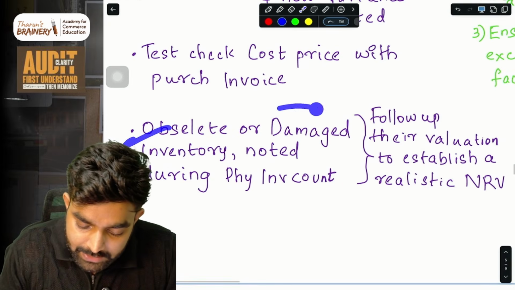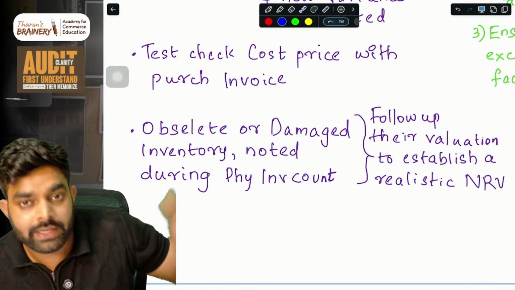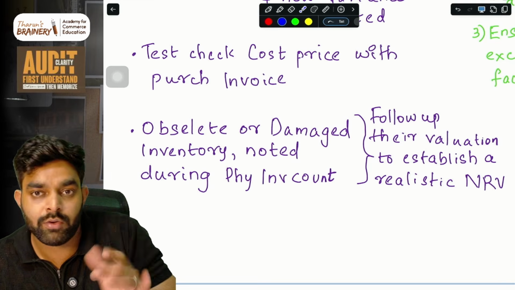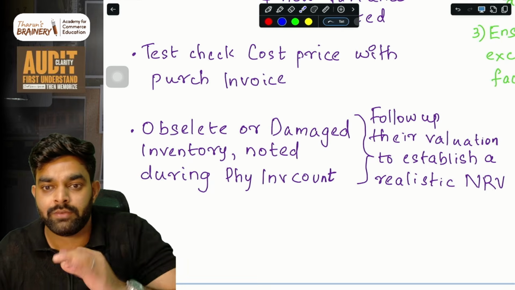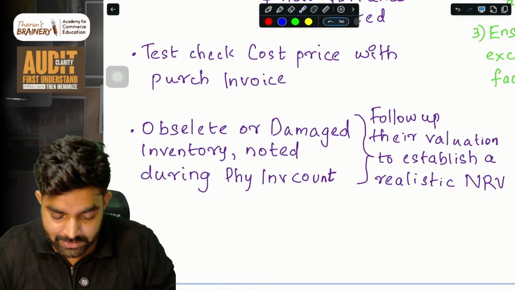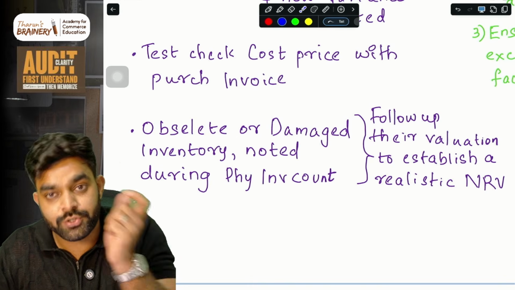Then if there is any obsolete or damaged inventory noted during physical inventory counting. When you are attending the physical inventory counting, there were 1,000 units, 900 units are in good condition, but 100 units, some water damage is there. Imagine the inventory is like a watch company, so watches are there. So 100 units of watches, water damage is there. So those inventory are basically damaged, or if any obsolete inventory is there, what should you check?